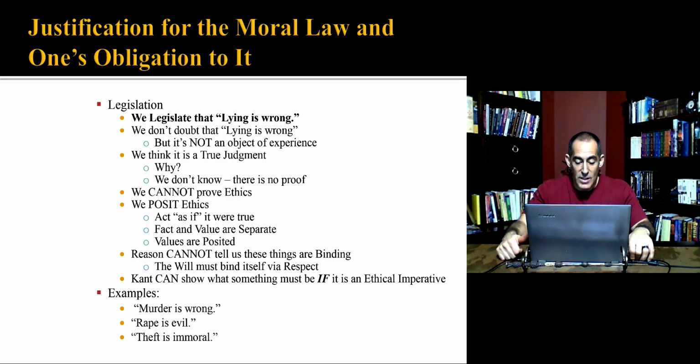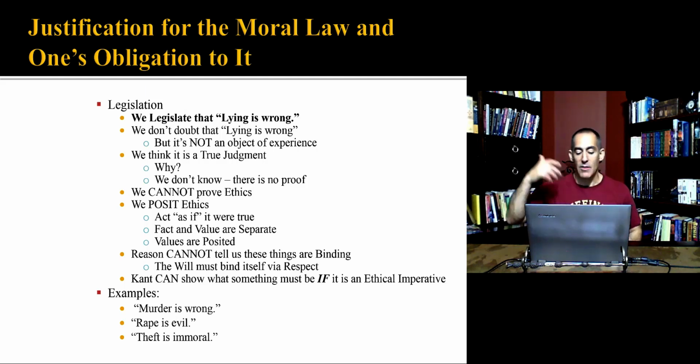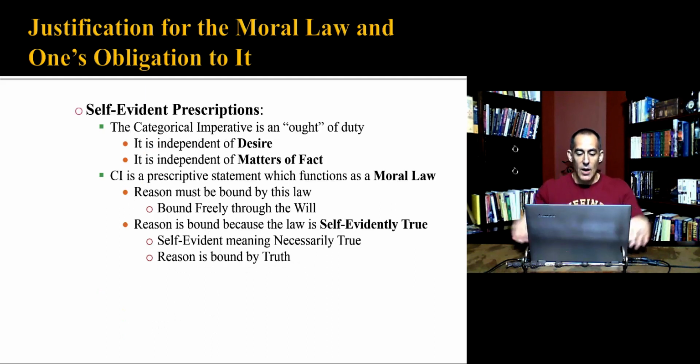Okay. Reason cannot tell us these things are binding. The will has to bind itself, again, via respect. Kant can show that something must be if it is an ethical imperative. So examples: murder is wrong, rape is evil, theft is immoral. Okay, that's enough of that.